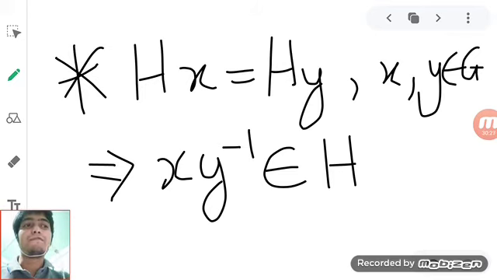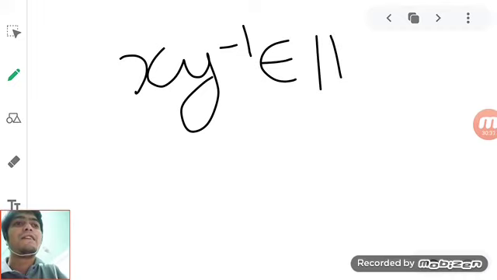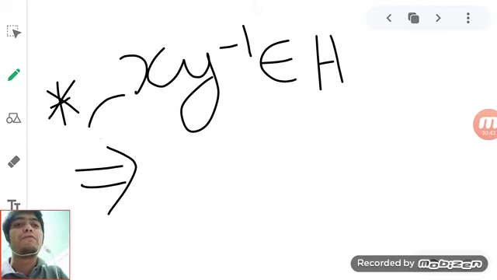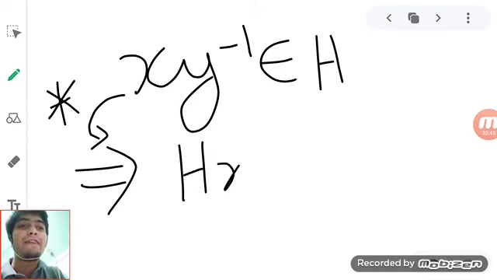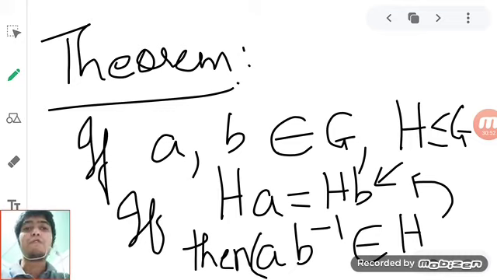We will encounter this one many times. Similarly, if we have xy inverse belongs to H, and you cannot do anything else, this is one of the lines that you must go to. From this line you can immediately jump to the line hx equal hy. This theorem I won't prove in this semester because you have already proven it in the third semester. But it is very, very important. I won't do the proof. Maybe you can refer to your third semester notes for the proof.